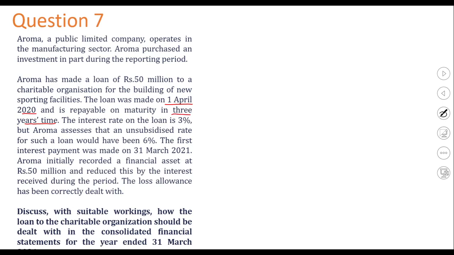The interest rate on the loan is 3%. Now look here, how much interest have they charged from that particular charitable organization? 3% interest. Aroma assesses that an unsubsidized rate for such a loan would be 6%. Unsubsidized in the sense, normally, if it is for a normal customer, we have to give it at the rate of 6%, right? But here, since this is a charitable organization, they have given a loan at a reduced, subsidized rate of 3%. That means 50% of interest is waived off, right?